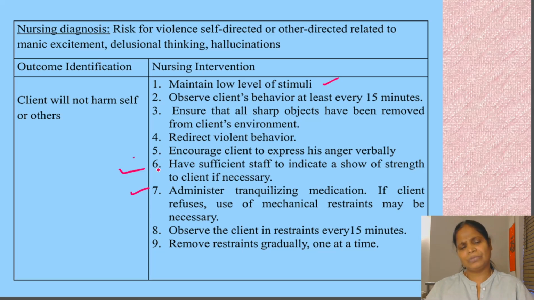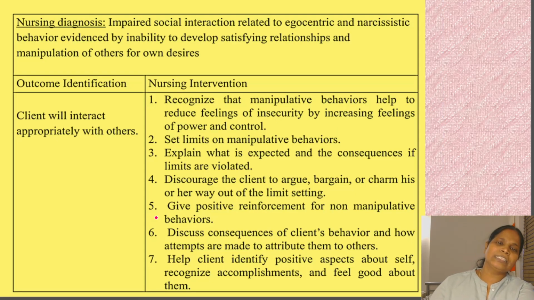We have to observe for any cyanosis. Just check whether free blood flow is there wherever we tie. So all these precautions you have to take when you're using these mechanical restraints. Next, observe the client. Already mentioned, remove the restraints gradually, one at a time. Next, coming to another nursing diagnosis, impaired social interaction related to egocentric or narcissistic behavior, evidenced by inability to develop satisfying relationships. Outcome, client will interact appropriately with others.